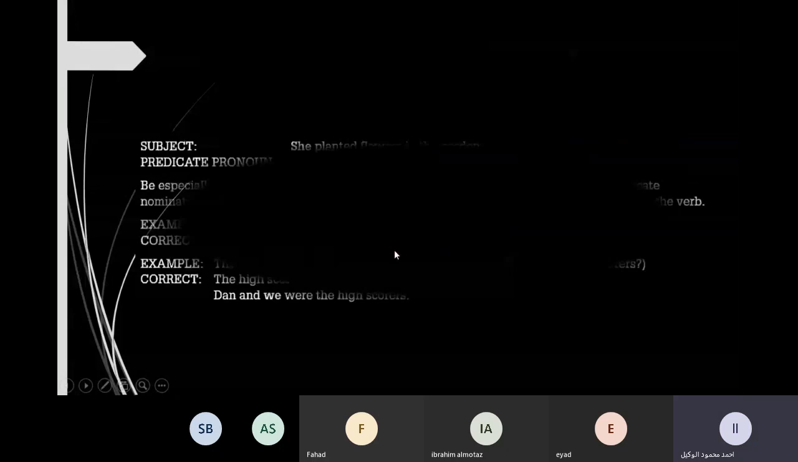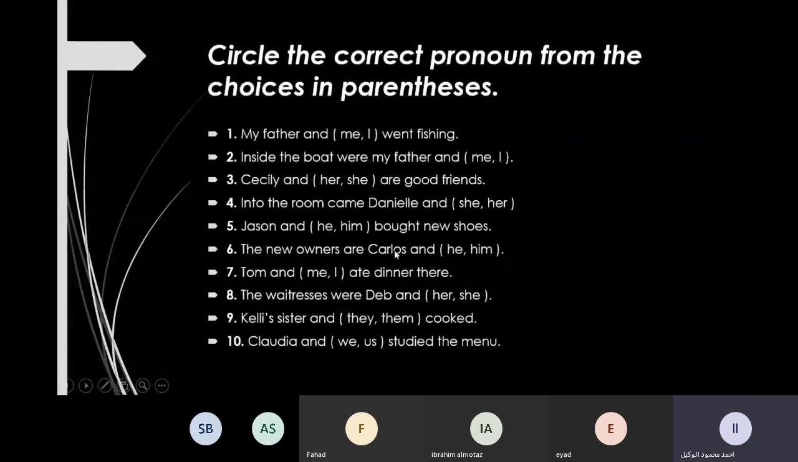Okay. So number one, my father and me or I went fishing. So my father and I. I, bravo. And inside the boat were my father and me. Okay. Who were inside the boat, Ibrahim? Him and his father.